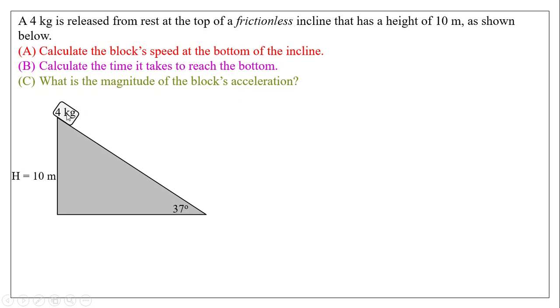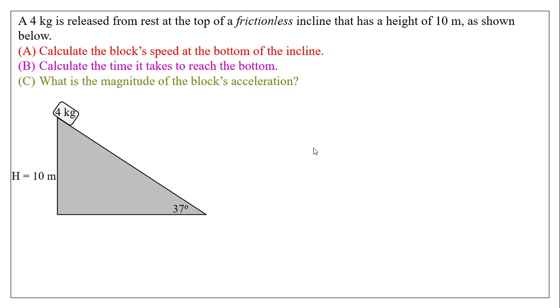So we know that it's going to pick up speed as it slides down the ramp. Okay, so it is going to accelerate. All right, so here's the diagram. H being 10 meters, the angle of the ramp or incline here is 37 degrees. Keep in mind it is frictionless, so this is a conservative system, meaning there's no energy loss due to friction at all.